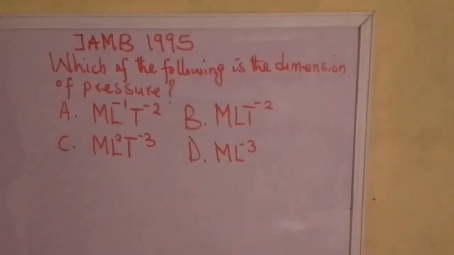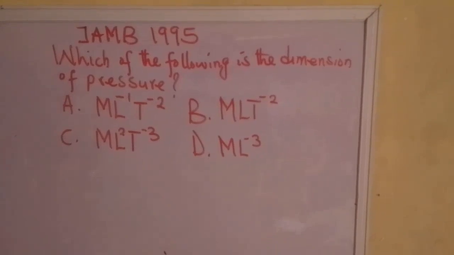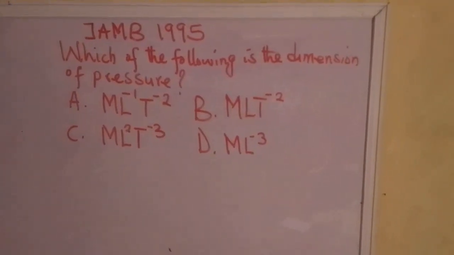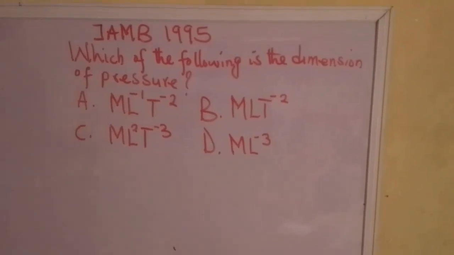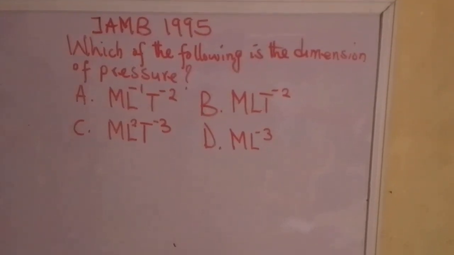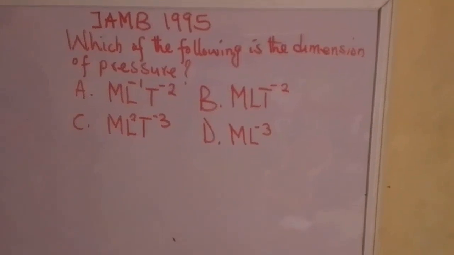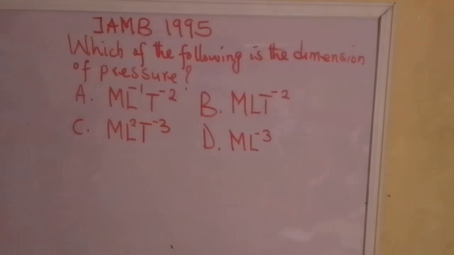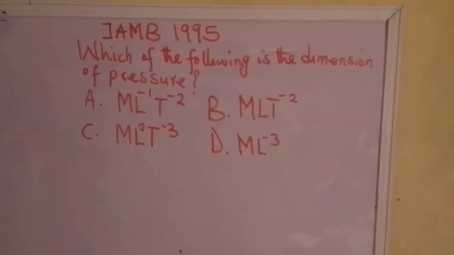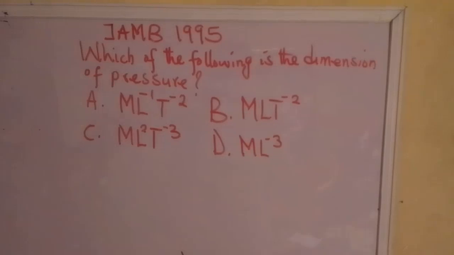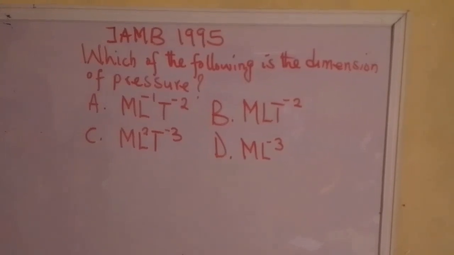This question is JAMB 1995. It's one of the simplest topics we do in physics for those of you in SS1, which is the same thing as grade 10. You learn this under dimension. Dimension is very interesting, very simple if you understand how to do it. If you are not used to doing dimension, don't worry. By the time we are done with this, you will see it is very, very simple. All you need to remember is your multiplication, division, and small indices. Now let's go.